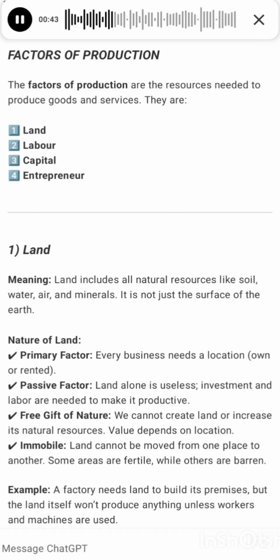Land cannot be moved from one place to another. Some areas are fertile, while others are barren. Example: a factory needs land to build its premises, but the land itself won't produce anything unless workers and machines are used.